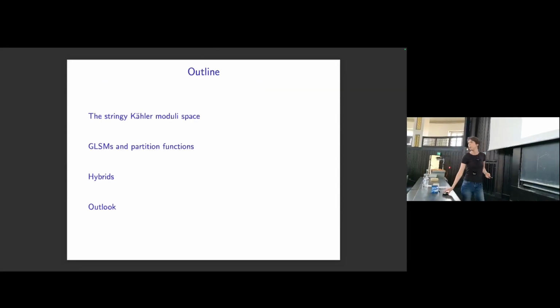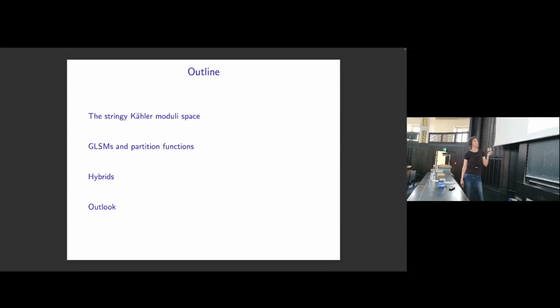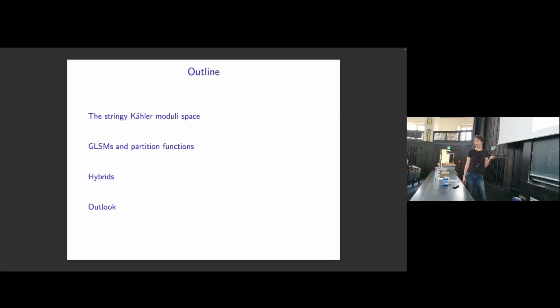Now it's working. So today I will be talking about the stringy Kähler moduli space and limiting regions in them. And my main tool of study will be the gauged linear sigma model, which can probe the global structure of the moduli space. And I want to apply these to regions in the moduli space which are not so well studied. And these are called the hybrid models. And we will do some explicit calculations in this context using GLSMs and other techniques.